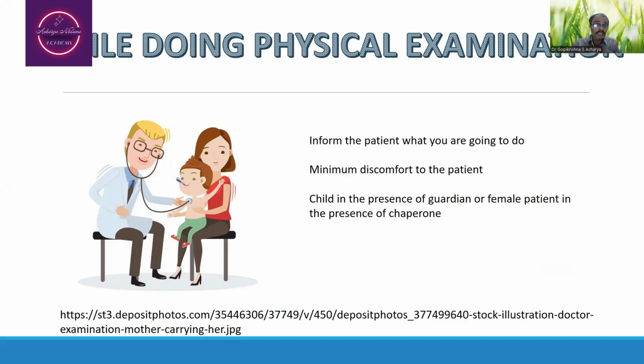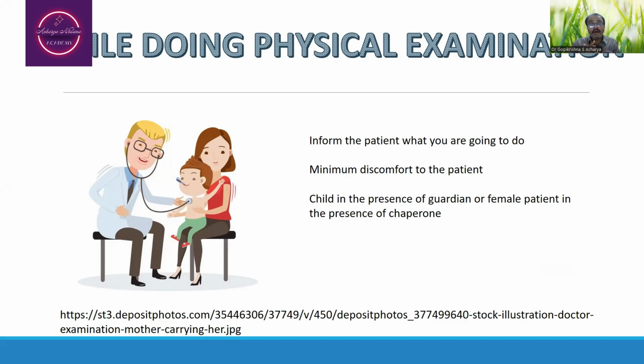Here, region-wise examination is preferred rather than systemic examination. Region-wise examination means, if you are going to examine the head and neck, whatever examinations related to head and neck are essential, do that first. Then go to the chest examination. Whatever parts are to be examined in the chest, whether lungs or heart, do that examination simultaneously. This is what we call region-wise examination.